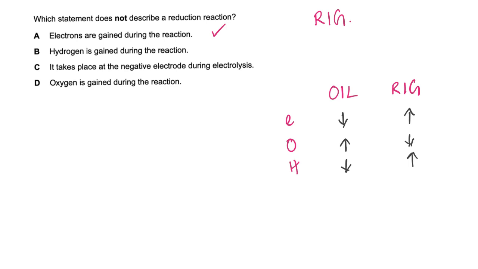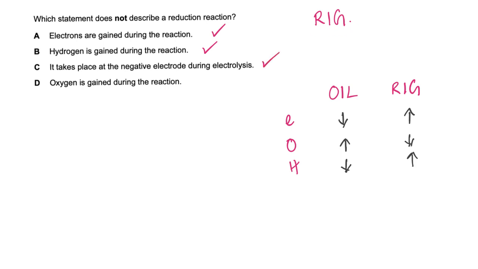Hydrogen is gained during the reaction. Well, that's also redox. It takes place at the negative electrode during electrolysis. Yeah, okay, electrolysis, we've touched on it, not really part of our thing. But at the negative electrode, even if you have doubts, the negative electrode gives you electrons, though that's a gain in electrons for the cation, right? So this is out as well.